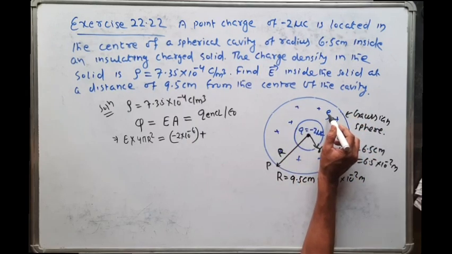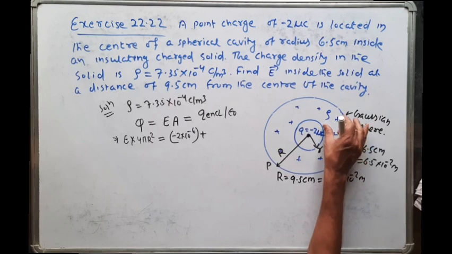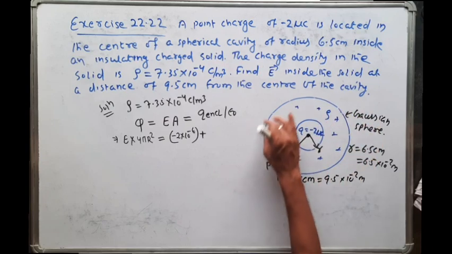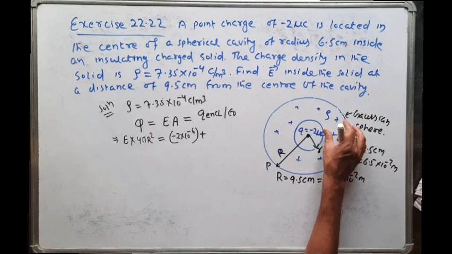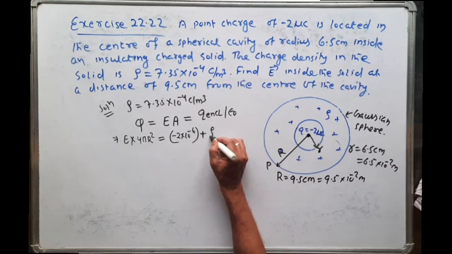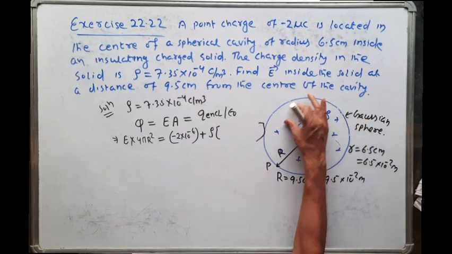Rho is given. What is rho? The volumetric charge density. So we have to calculate the total volume of the solid within this Gaussian sphere, then multiply by rho, because rho is volumetric charge density, that is total charge per unit volume. Then what is the total charge within this cylinder? It is charge per unit volume into the volume of this solid.